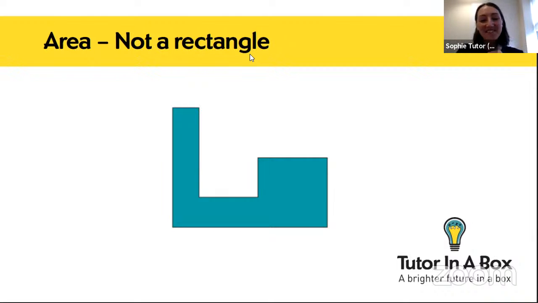Good. Yep, perfect. Really, really good. So if a shape is not a rectangle, we have to break it down and make it into squares or rectangles that we can then work with.